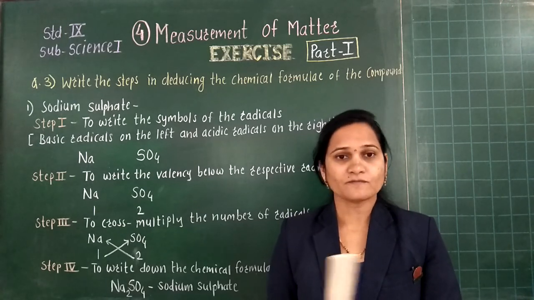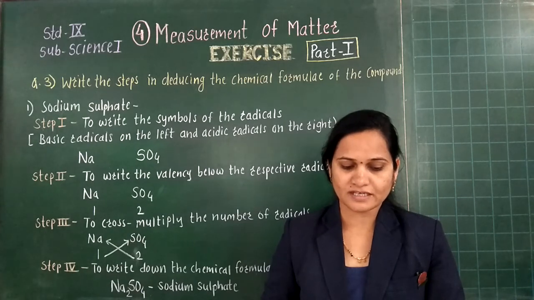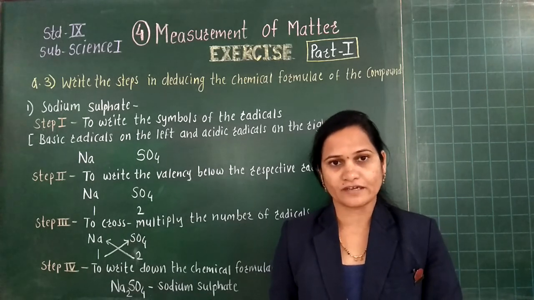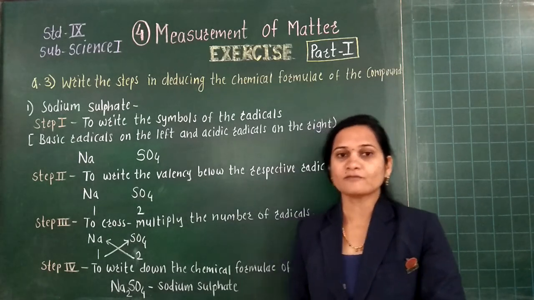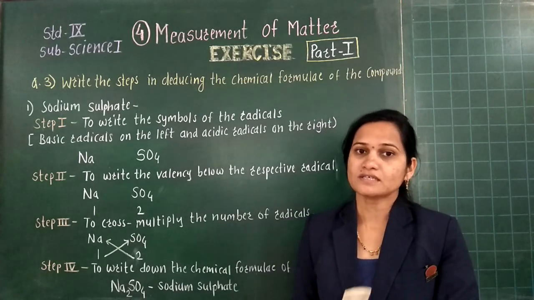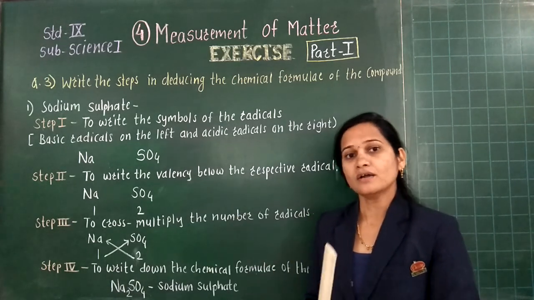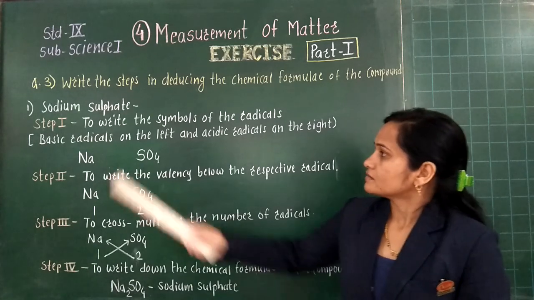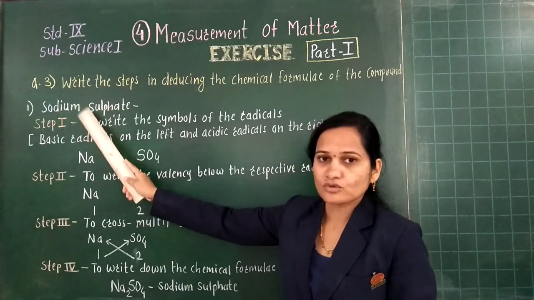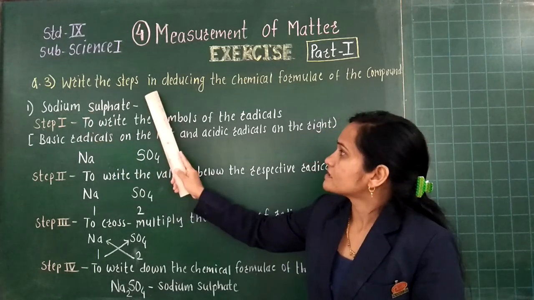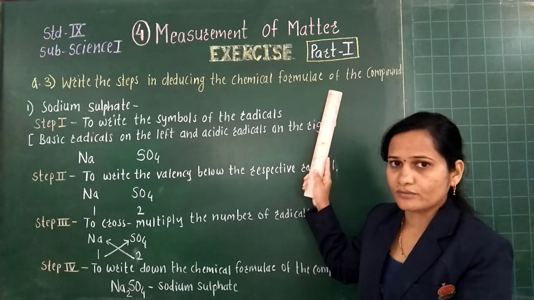Okay, in that first question, which compound name is given? Sodium sulfate. So let us see how to deduce the chemical formula for sodium sulfate. See the steps carefully written on the blackboard. See the question, sodium sulfate. What do we have to write for this question? Steps in deducing the chemical formulae of the compound.